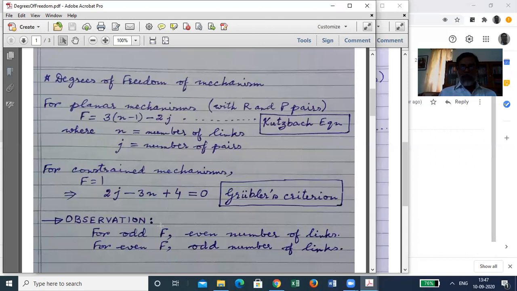Now we continue beyond this basic formula.